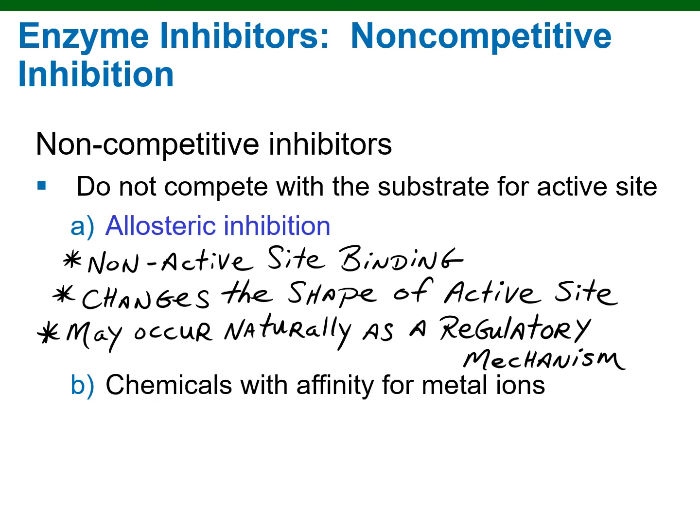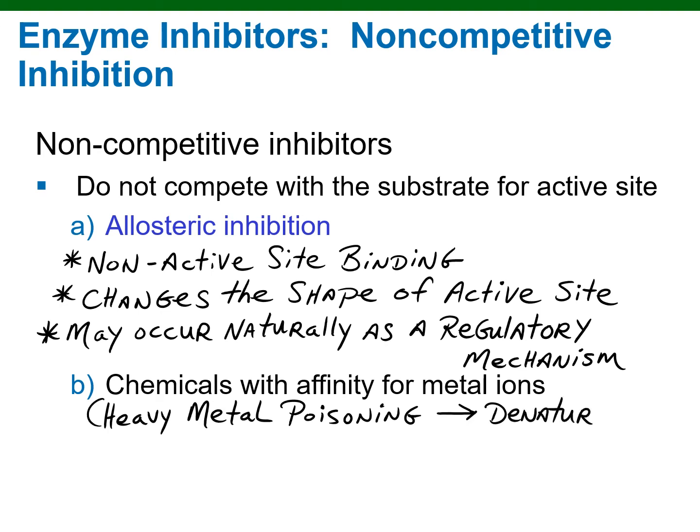Another form of non-competitive inhibition may occur through poisoning with heavy metals. And you may have heard that certain heavy metals are dangerous to various life forms, ranging from humans all the way down to bacteria. There are certain heavy metals that can get into the environment and into living cells and poison them. And the way that this poisoning usually works is through denaturation of enzymes that the heavy metals bind to or make contact with.